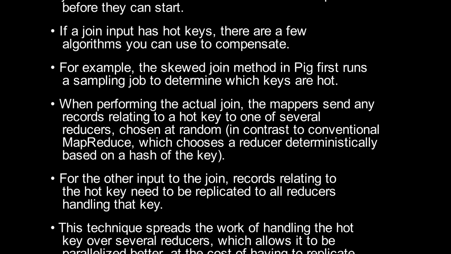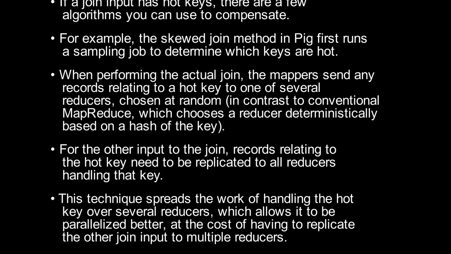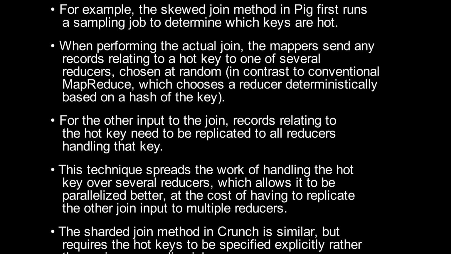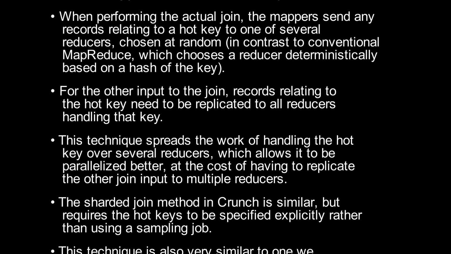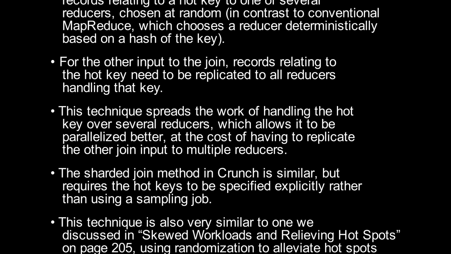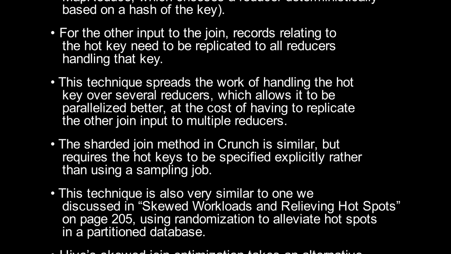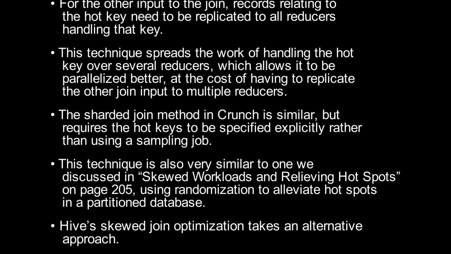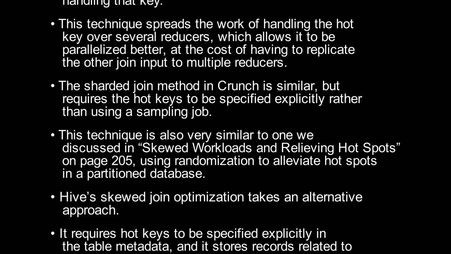For the other input to the join, records relating to the hot key need to be replicated to all reducers handling that key. This technique spreads the work of handling the hot key over several reducers, which allows it to be parallelized better, at the cost of having to replicate the other join input to multiple reducers. The sharded join method in Crunch is similar, but requires the hot keys to be specified explicitly rather than using a sampling job. This technique is also very similar to one we discussed in "Skewed Workloads and Relieving Hot Spots" on page 205, using randomization to alleviate hot spots in a partitioned database.